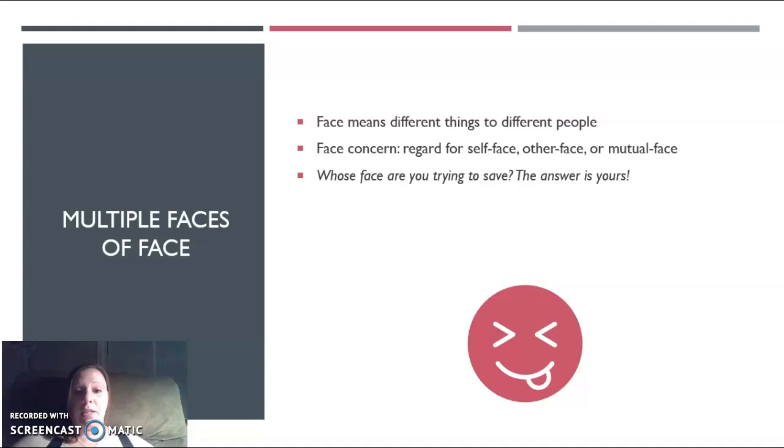There are multiple faces of face. Face means different things to different people. Face concern is the regard for self-face, other face, and mutual face. When asked the question, whose face are you trying to save? The answer should always be yours.